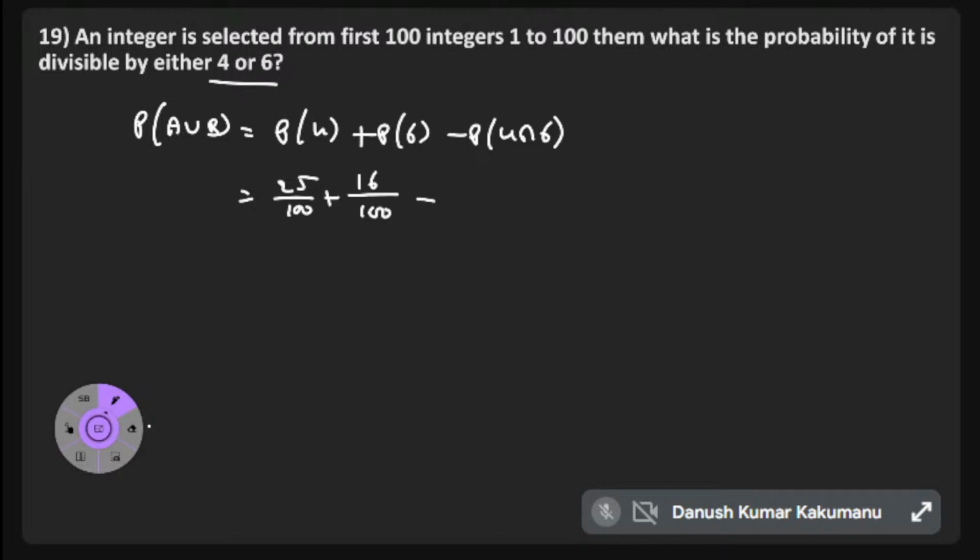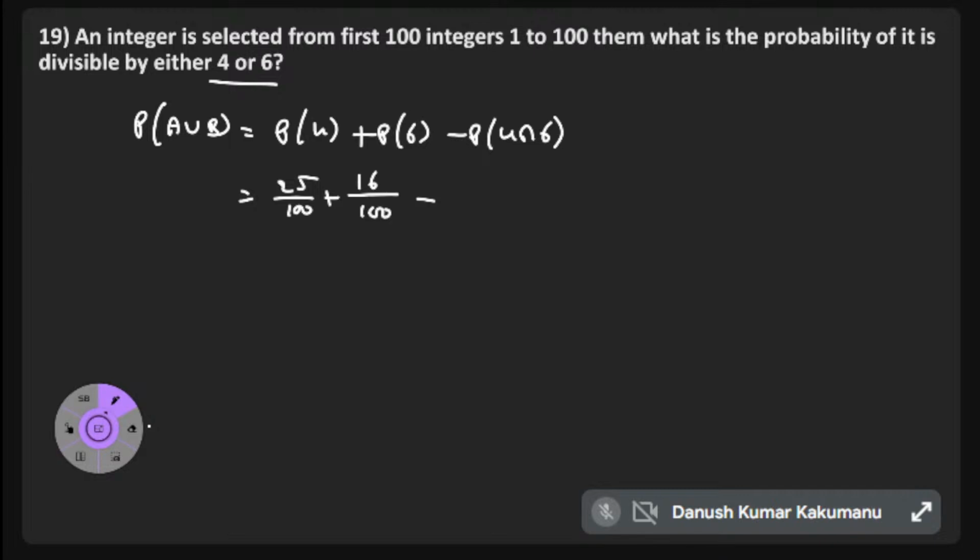Both 4 and 6 means we have to take the LCM of 4 and 6. What is the LCM of 4 and 6? Is it 6, 12 or 24? It is 12. LCM of 4 and 6 is 12. How many numbers from 1 to 100 are divisible by 12? 8 or 9?